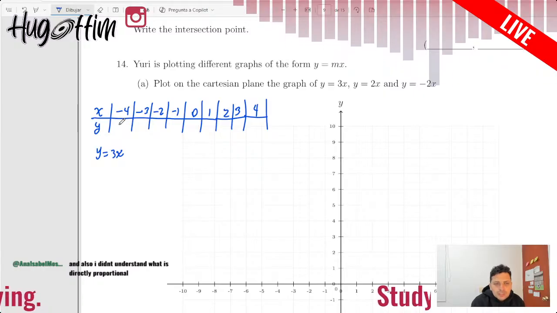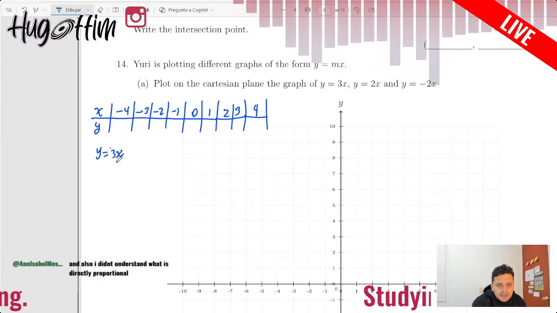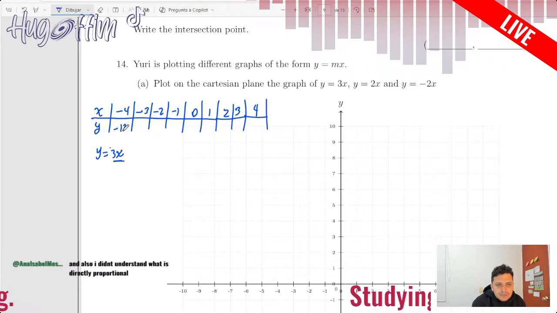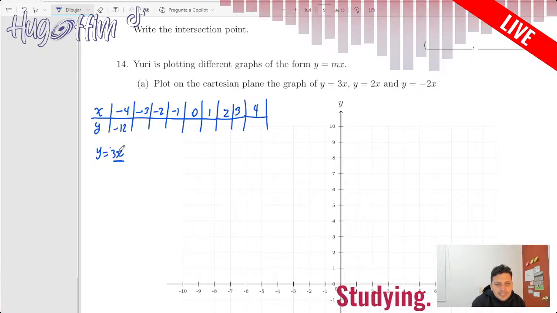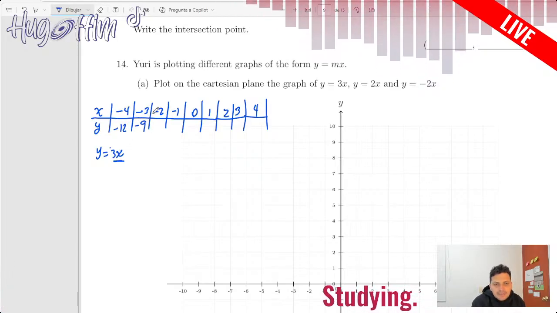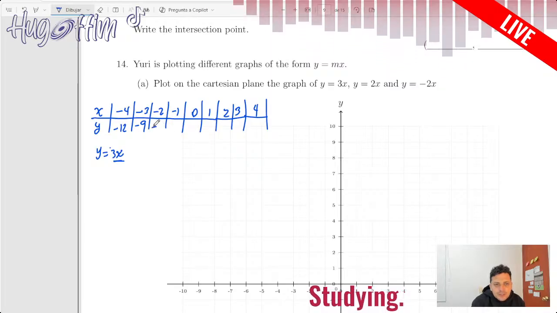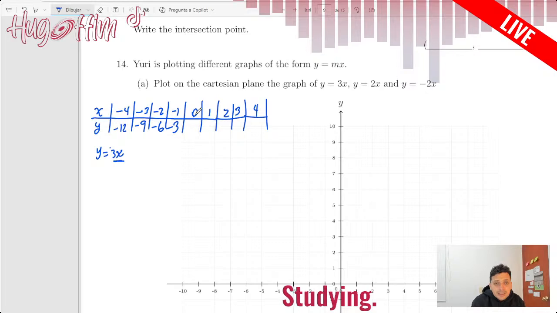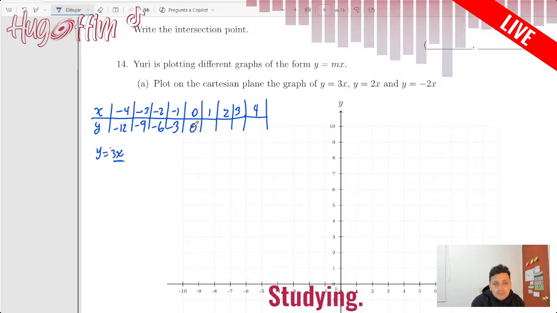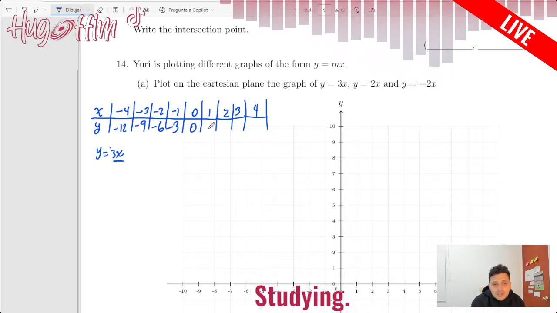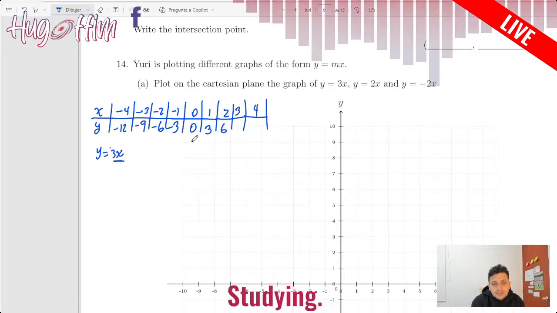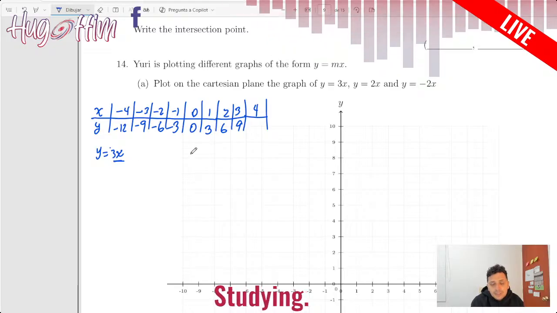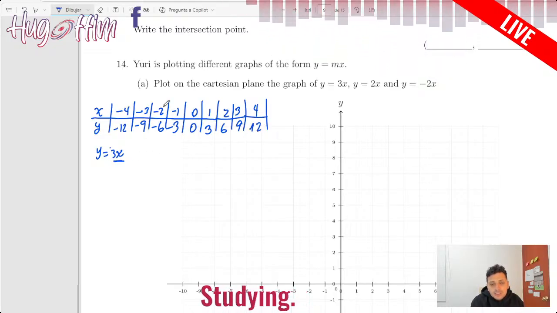Now I'm just going to multiply. -4 times 3 is going to give me -12. -3 times 3 is going to give me -9. -2 times 3 is going to give me -6. -1 times 3 is going to give me -3. 0 times 3 is going to give me 0. 1 times 3 is going to give me 3. 2 times 3 is going to give me 6. 3 times 3 is going to give me 9. 4 times 3 is going to give me 12. So this is going to be the table.